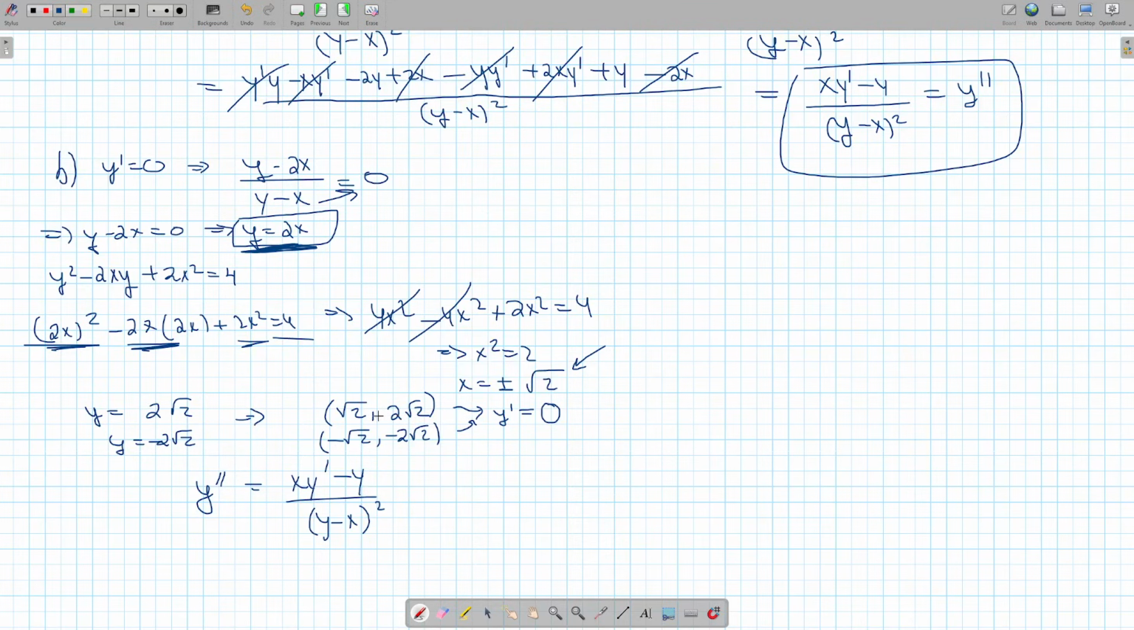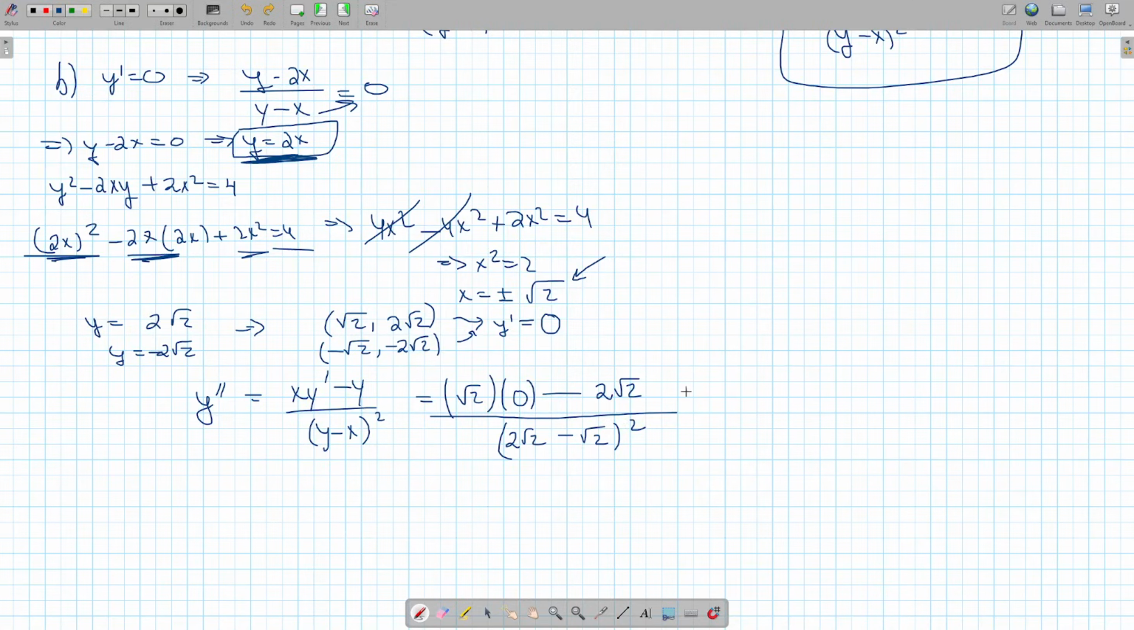So let's check. For the first point, radical 2 comma 2 radical 2, we know y prime is 0. So let's just substitute. x is radical 2, times 0 because y prime is 0, minus y, so minus 2 radical 2, over (y minus x) squared, so (2 radical 2 minus radical 2) squared. If you do this on a calculator, you get a negative answer. That means the point radical 2 comma 2 radical 2 is a local maximum. Remember, if y double prime is negative, it's a maximum.